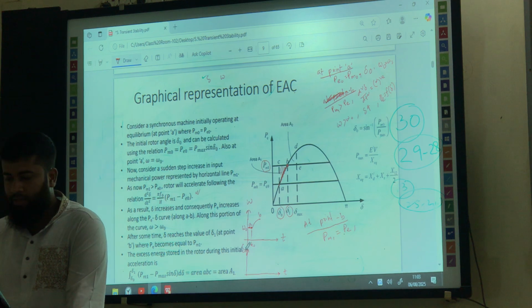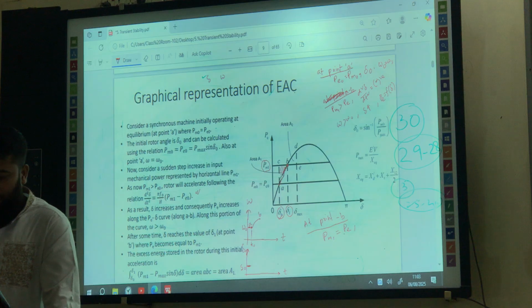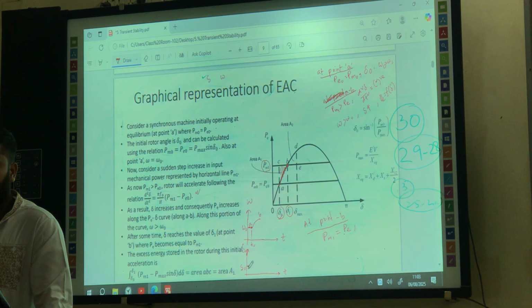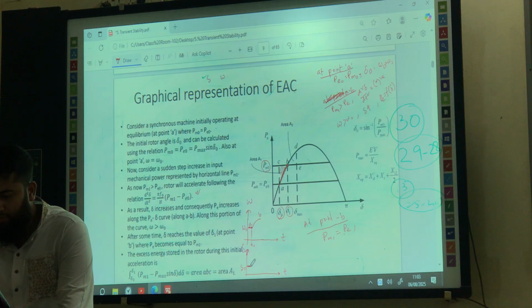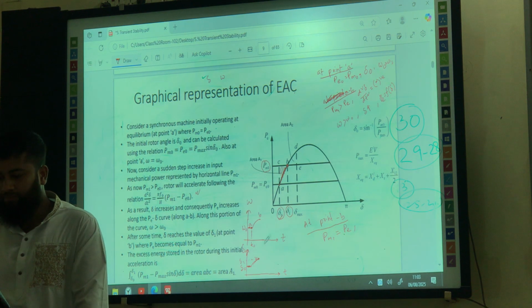Now look at the delta versus T curve. Here again, this is the initial stage. What was the initial value of delta? It was delta naught, right? So this is actually the delta naught. Then from A to B, what will happen to this delta naught? It will increase, right? From A to B, it will increase from delta naught to delta 1. So also it will increase like this. That's it. This is point B.